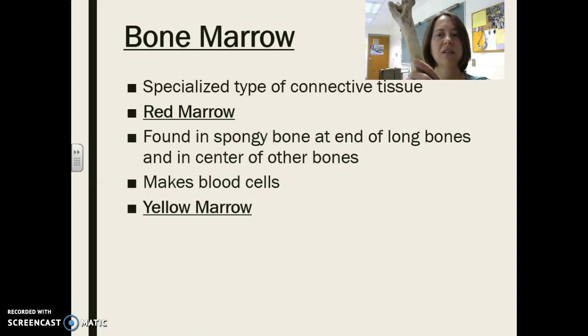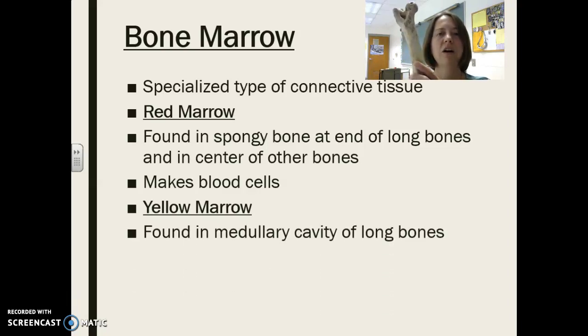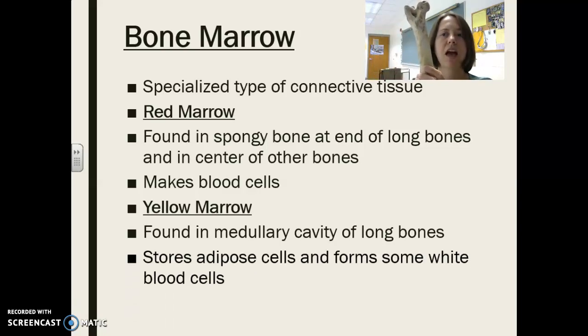The second type is yellow marrow, and that is found in the medullary cavity of long bones. So there's yellow marrow in here, and this stores adipose cells, which we know is another name for fat, and it also some white blood cell formation occurs there.